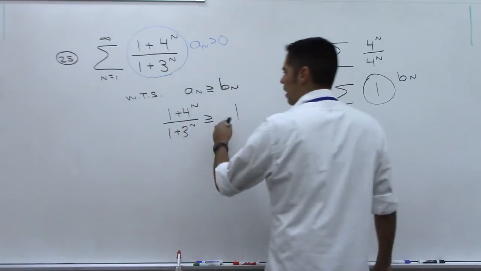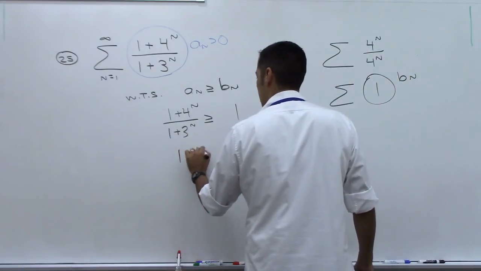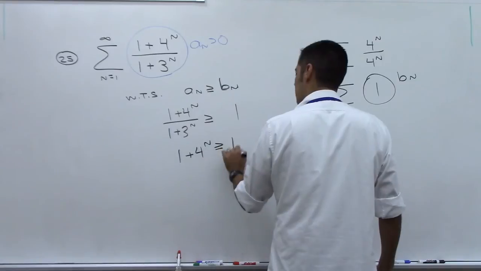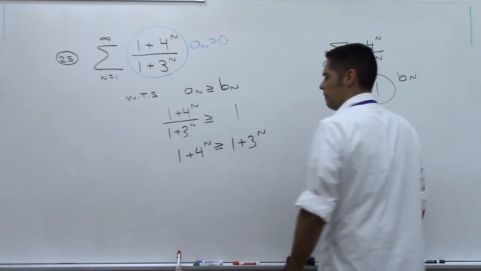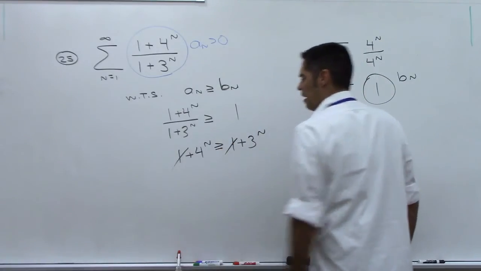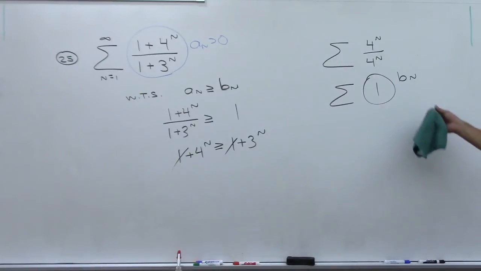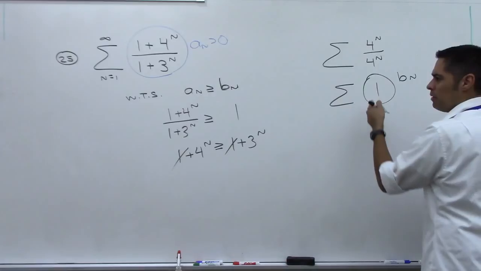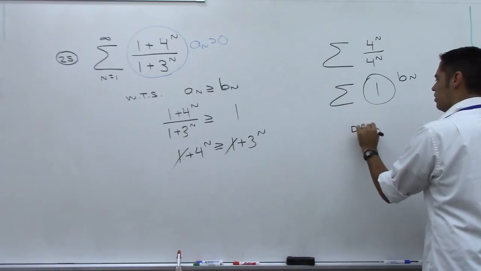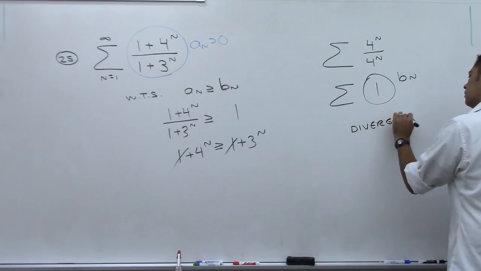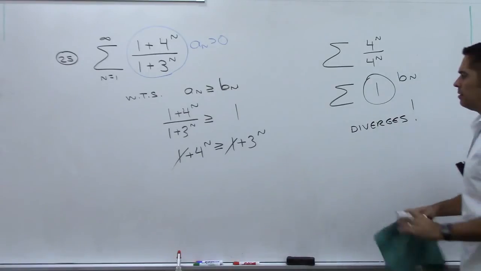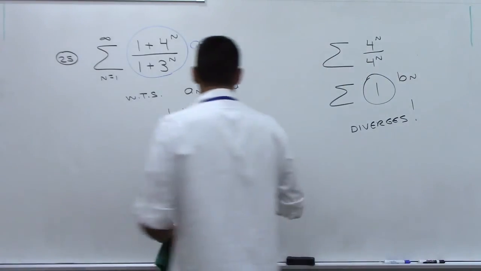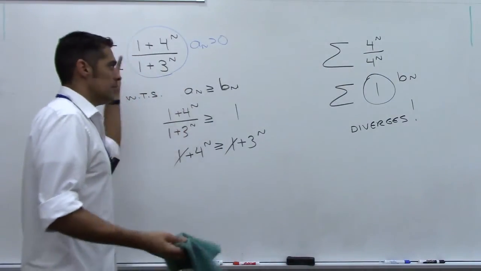And so when I do my clearing of fractions, I get this is bigger than this. And get rid of the 1's, and now it works. Now the question though is, what does this series do? Well, this is just 1 plus 1 plus 1 plus 1 plus 1 forever. This obviously diverges. And so this inequality was true. This held, so it diverges too.